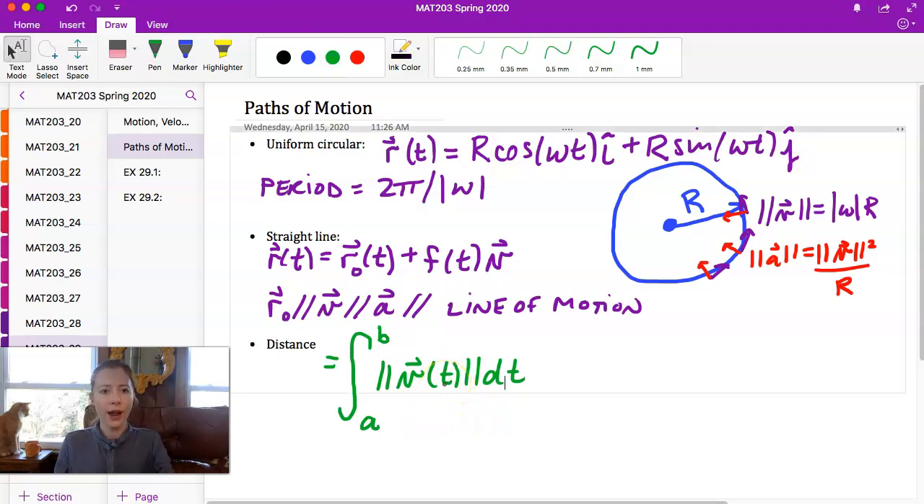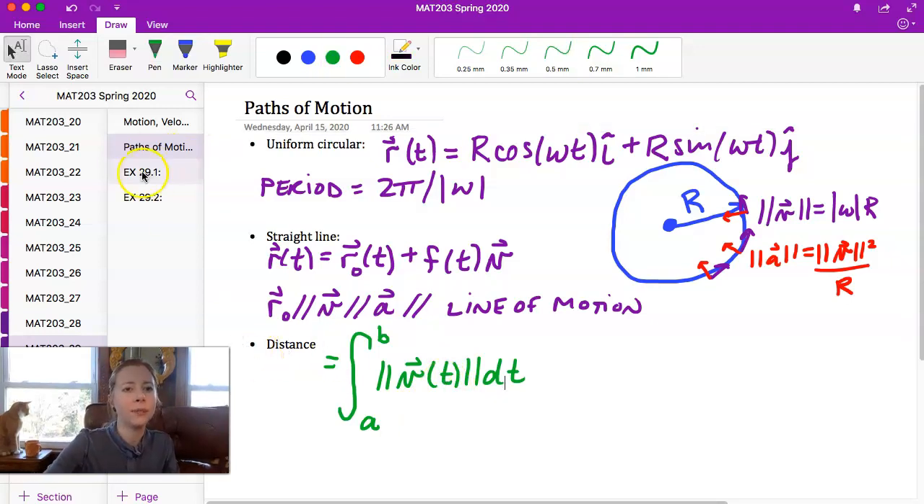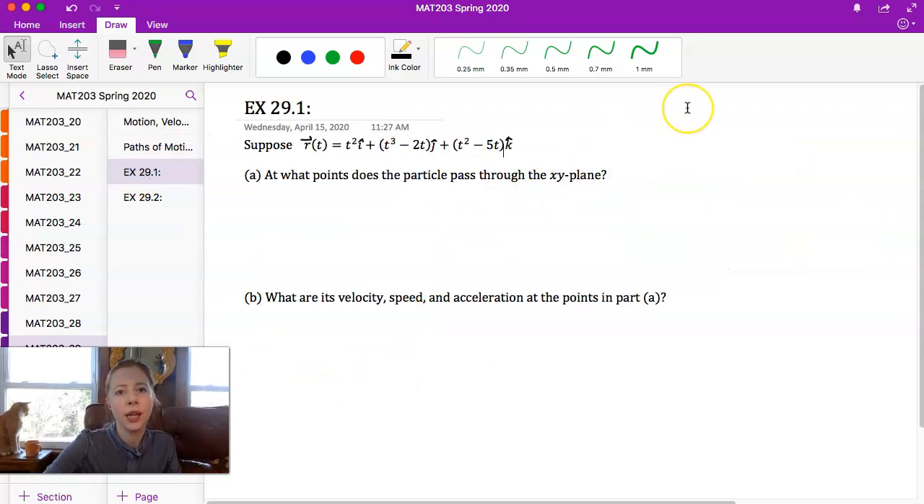So let's try out an exercise together. Suppose the position vector r of t is equal to t squared i hat plus t cubed minus 2t j hat plus t squared minus 5t k hat. At what point does the particle pass through the xy plane is what we're trying to figure out.